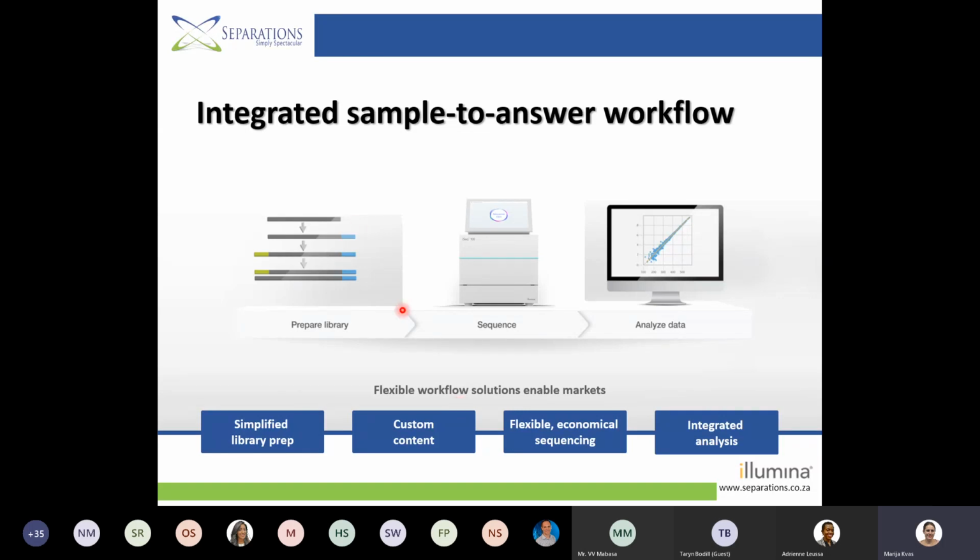So we have many different library preps that we can utilize to prepare our DNA to be ready to go on a sequencer. And then we have many different sequencers and the reagents that go with them, which allow us to unlock and look into many different applications. And obviously there are many different analysis pipelines which help us to analyze the data and interpret it.